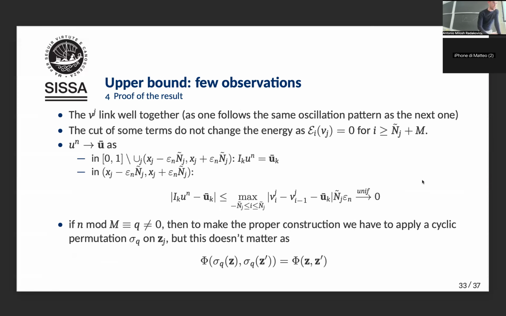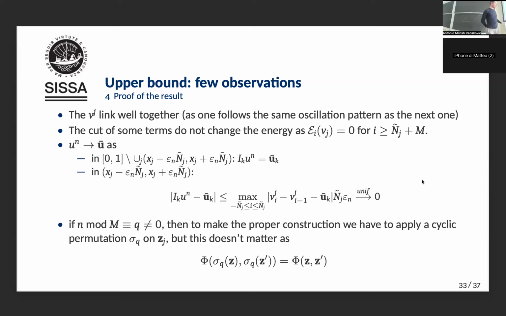Okay, so those functions Vj link well together. We are not cutting any energy by cutting the tails. The function we build in this way is converging as we want.